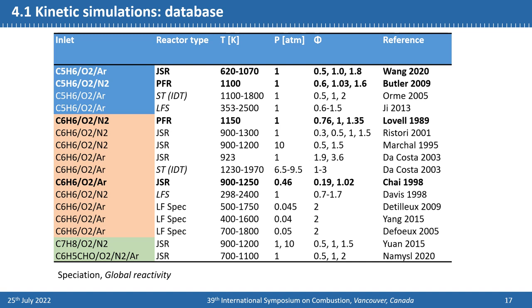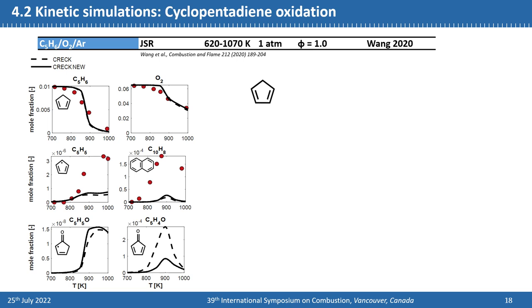This is the global database that we considered for testing of the new kinetics introduced in the mechanism, and I will show the results for the simulations highlighted in bold, where we found relevant impact of the new kinetics. Here are the partial results of the oxidation of cyclopentadiene in a jet stirred reactor, and the solid line shows the updated results compared to the dashed line, which shows the results with the older version of the mechanism.